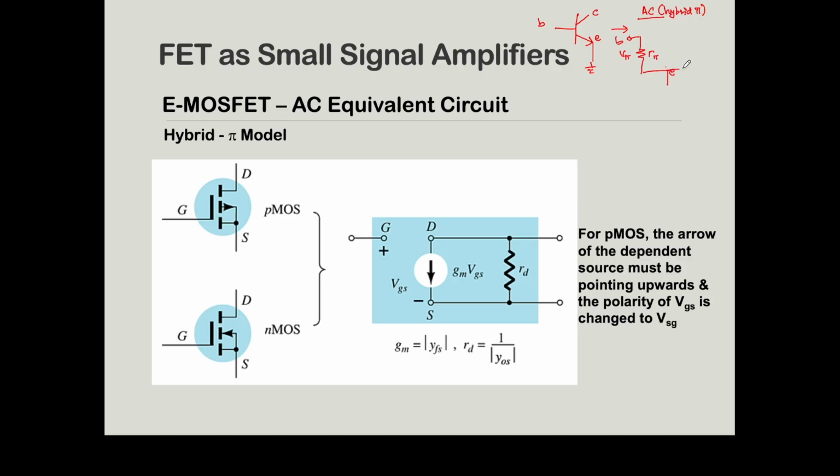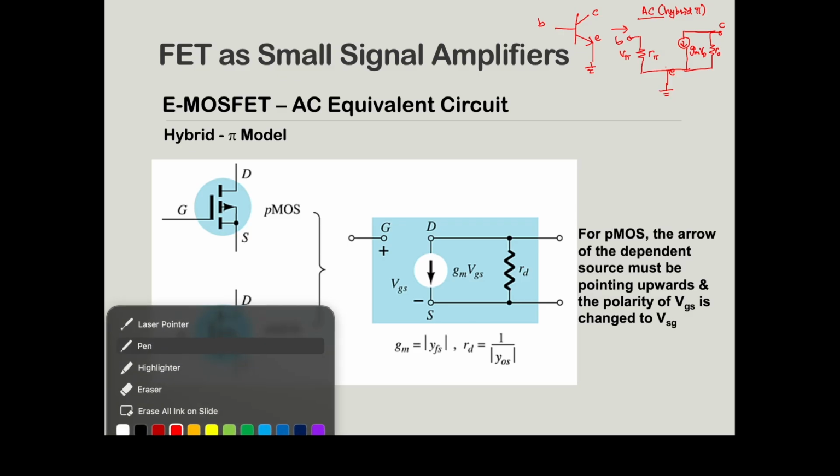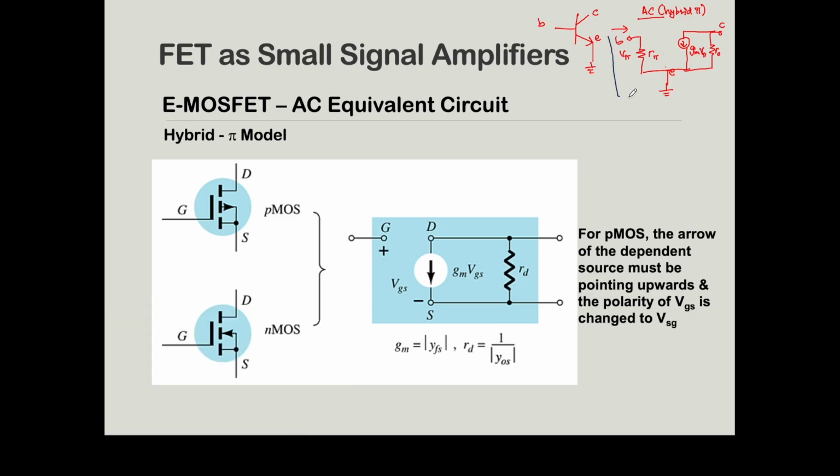And then here will be your transconductance, which is the GM V pi. And parallel to that, we have R naught. And here is your collector junction. So this is the hybrid pi model for BJT.